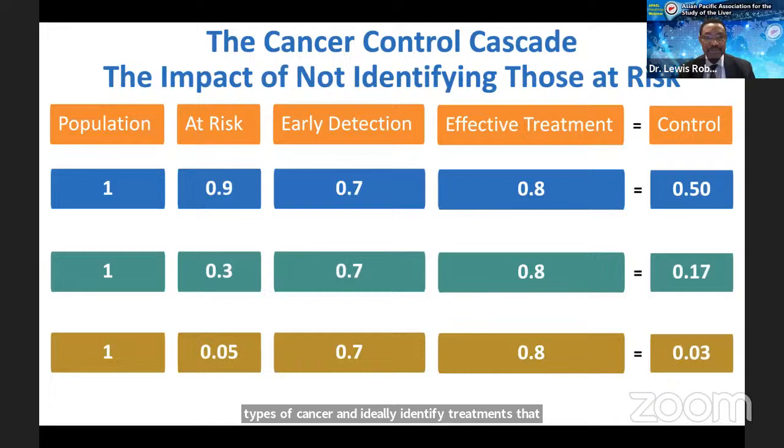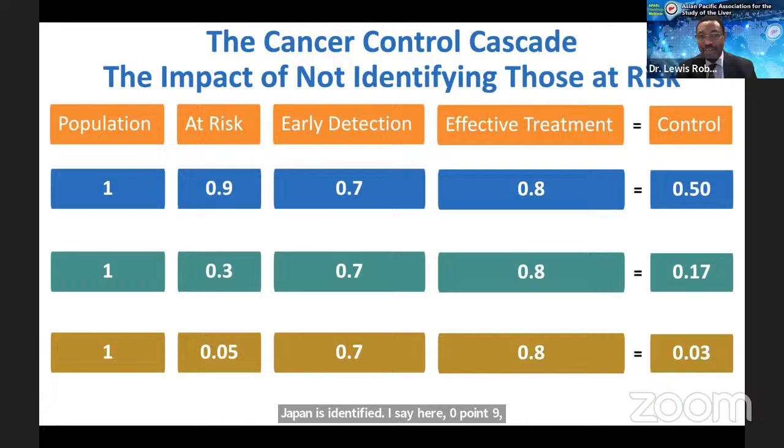So I'd like here to talk about the overall cancer control cascade and the impact of not identifying those at risk within a particular population. And here I have these three rows and I characterize them. I characterize row one as being typical of a country such as Japan. In Japan, we know that there's screening of basically all adults, so almost everyone that's at risk for liver cancer in Japan is identified. I say here 0.9, 90% of individuals at risk are identified.